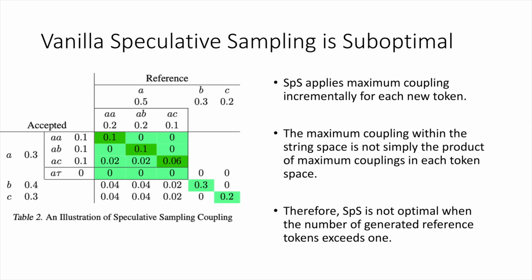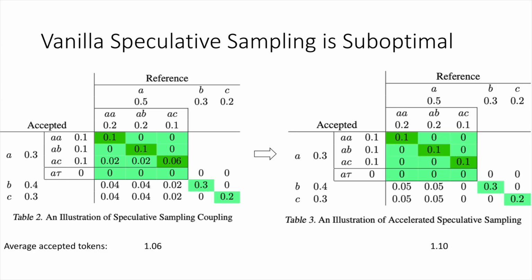However, the maximal coupling within the entire output space is not simply the product of maximal couplings in each token space. Therefore, speculative sampling is not optimal when the number of generated reference tokens is more than 1. Given that speculative sampling is suboptimal, this toy example illustrates how we can manually derive the optimal coupling. By formulating the problem as a simple linear program, we can obtain the optimal solution.